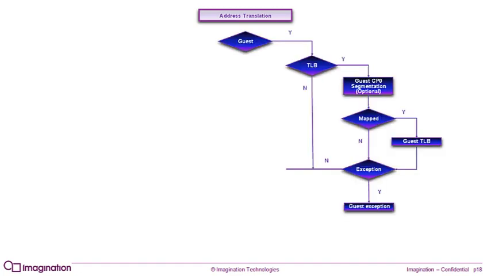In guest mode, when guest segmentation and translation are enabled, two levels of address translation are performed by the hardware without software intervention. The first level uses the guest segmentation controls and the guest TLB. This translates an address from a guest virtual address or a guest direct map address to a guest physical address, or GPA.